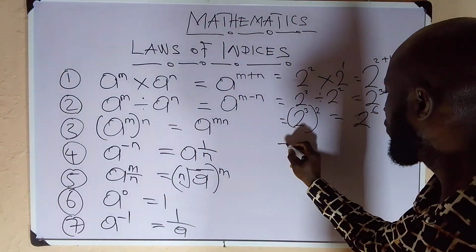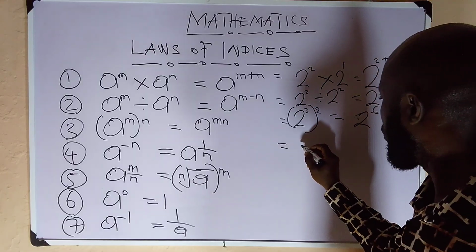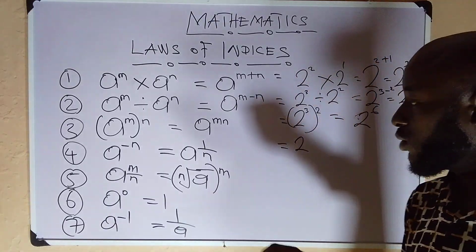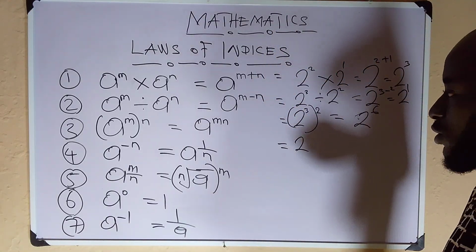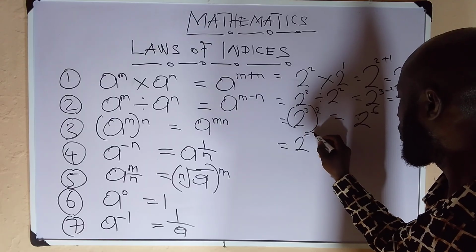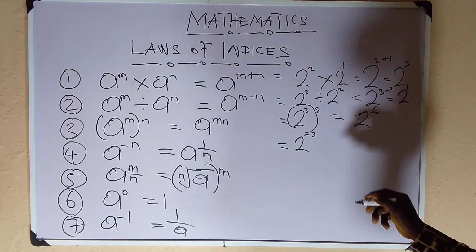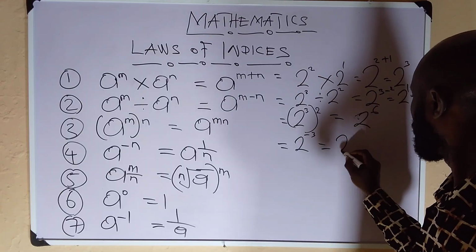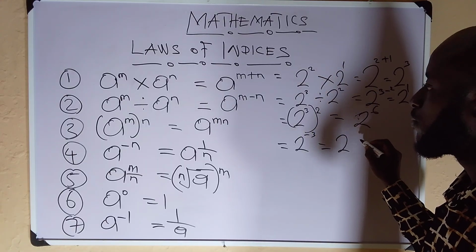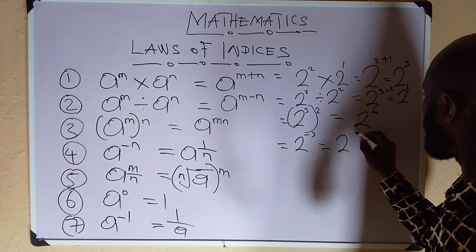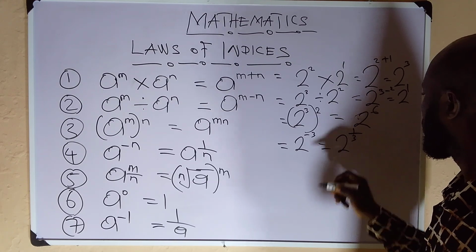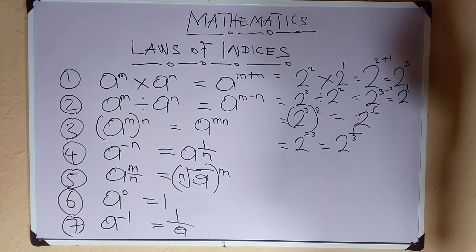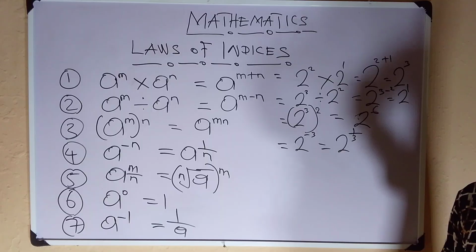So, the fourth law is this. Let's keep on using 2 for our case study. We have 2 raised to the power of minus 3, which is the same thing as 1 over 2 raised to the power of 3.